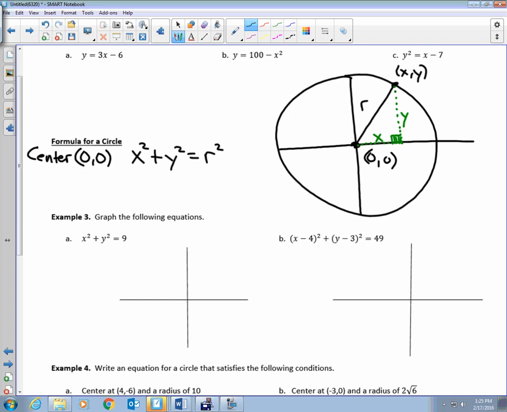Now, if we were to shift that circle, instead of the center being at 0, 0, we'll say the center is at h, k. Then the formula becomes x minus h quantity squared plus y minus k quantity squared is equal to r squared.